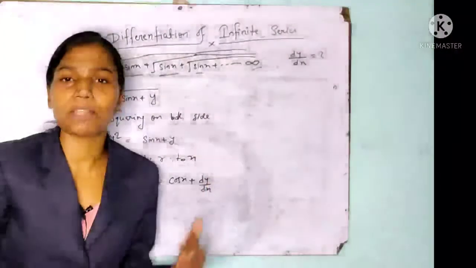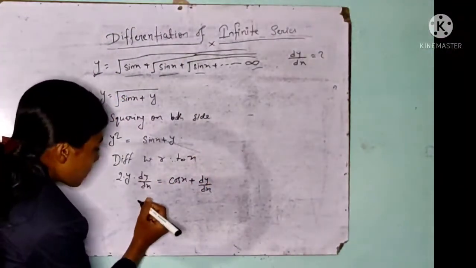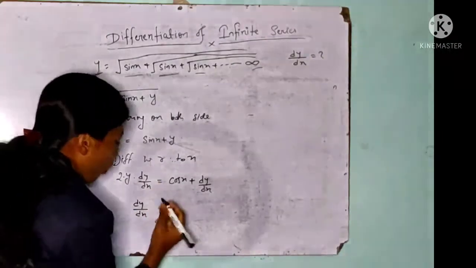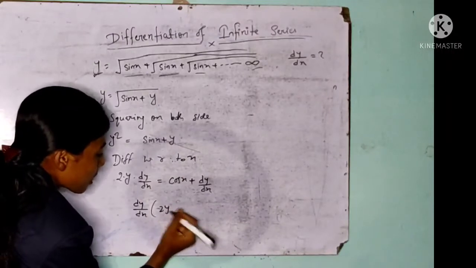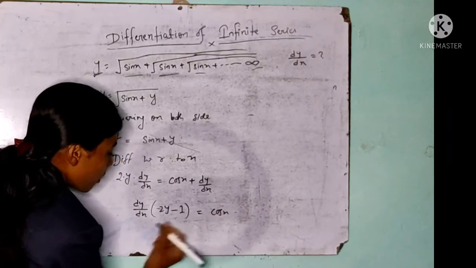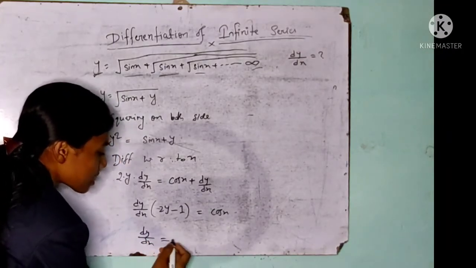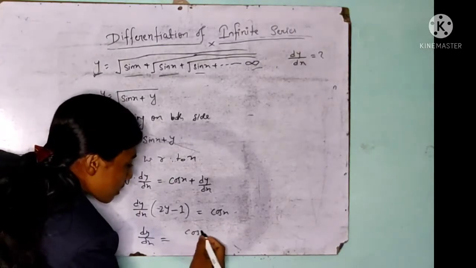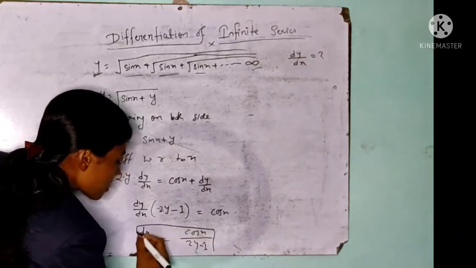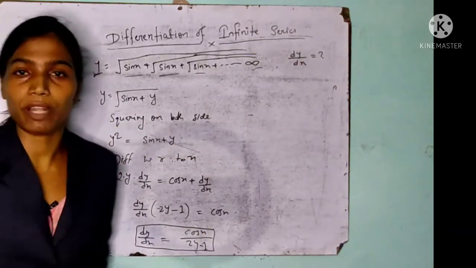So we take dy by dx separately on one side and the remaining function on the other side. What happened? dy by dx, we take common dy by dx. dy by dx (2y minus 1) is remaining, is equal to cos of x. What happened? dy by dx is equal to, here we get multiplication, that side goes means we get division. So cos x divided by (2y minus 1). So this is the way to find differentiation of infinite series related to trigonometric function.